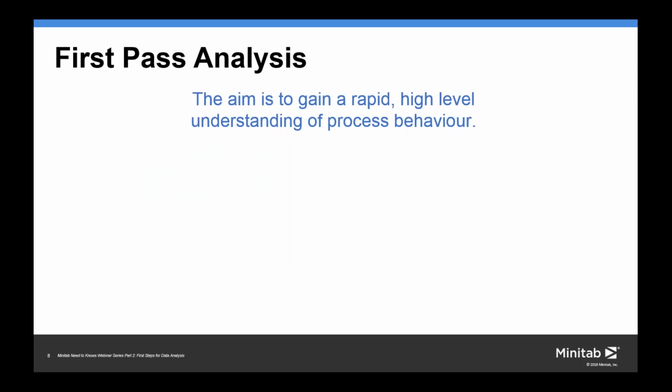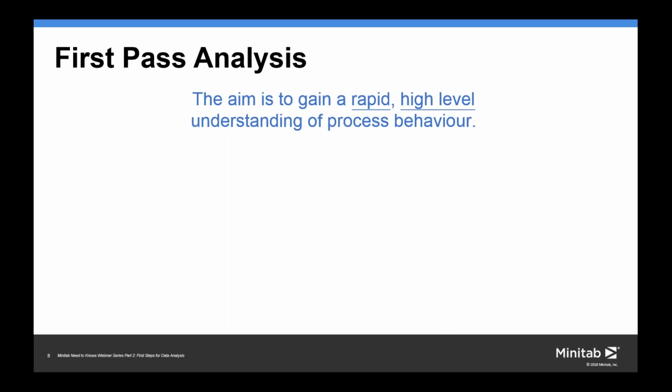So the objective of first pass analysis for me is to gain a rapid, high-level understanding of process behavior. Now, I just want to pick up on some key words in that definition. First of all, it's rapid, because we don't want to get bogged down in analysis at this stage. We want to move forward fairly quickly.